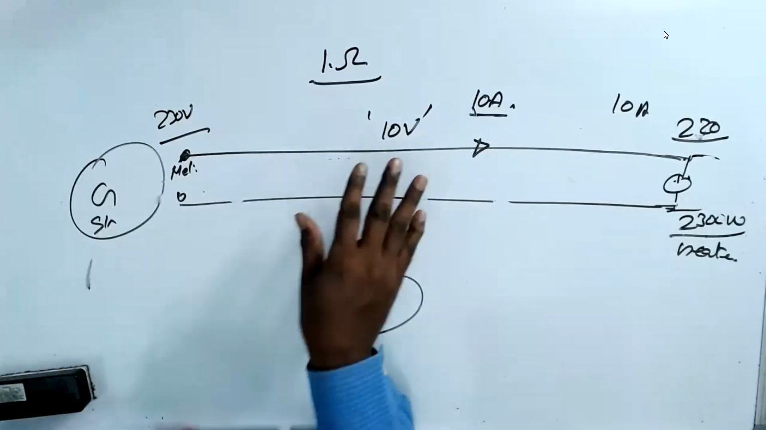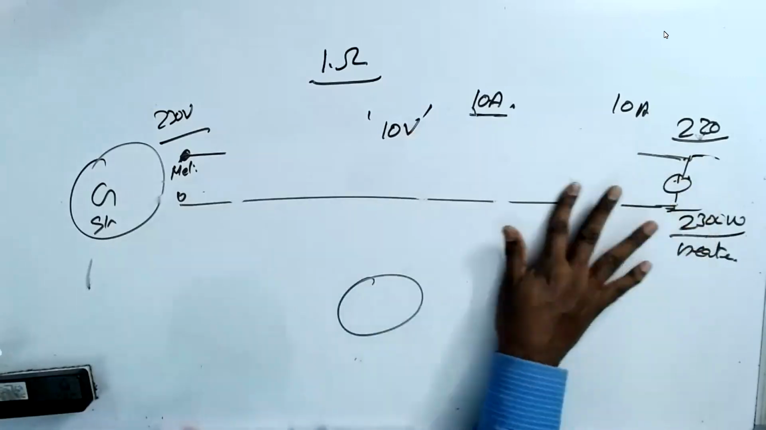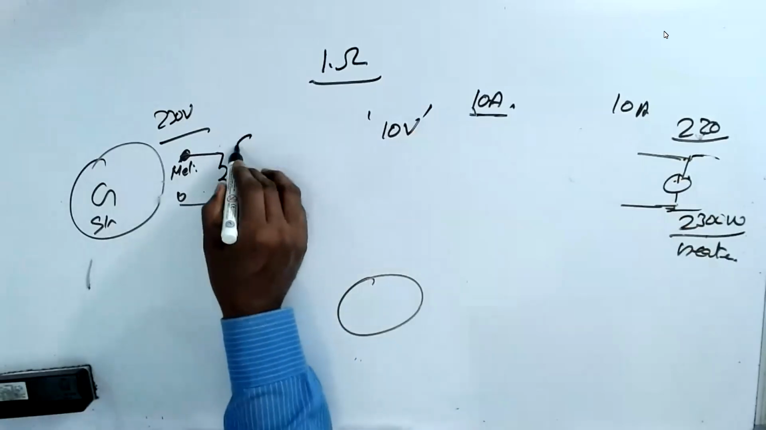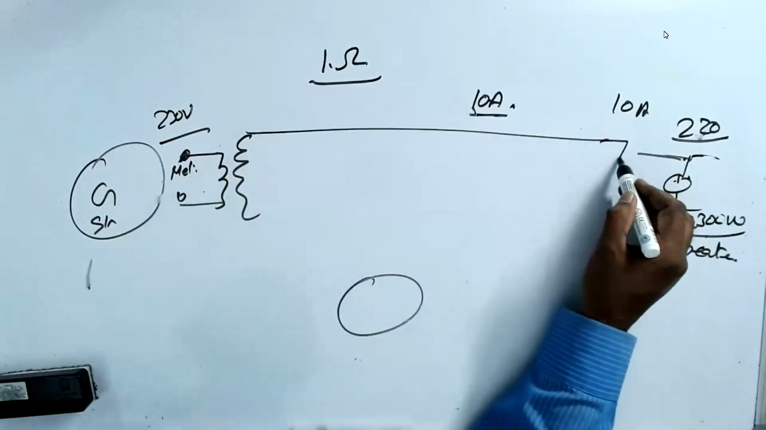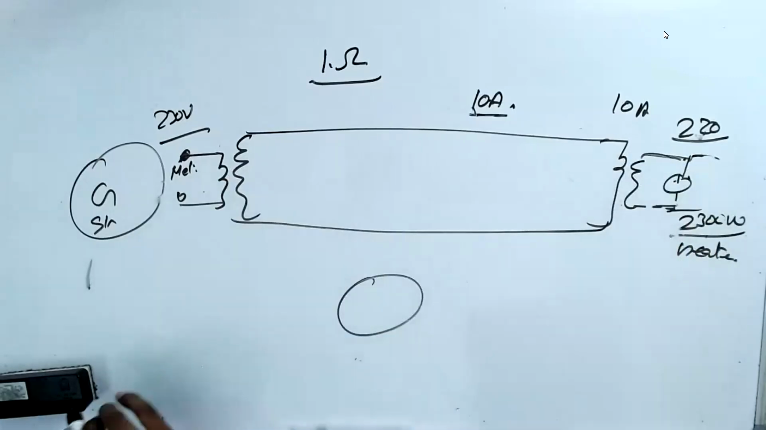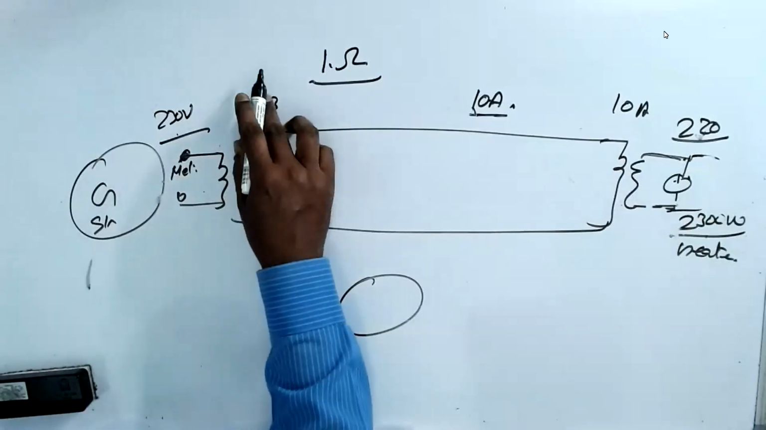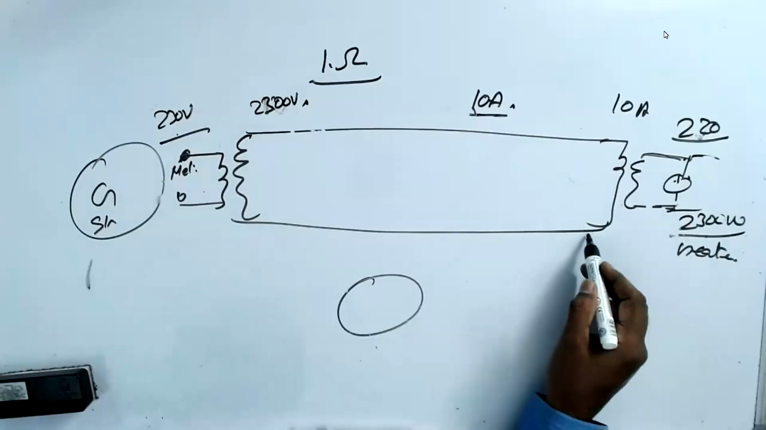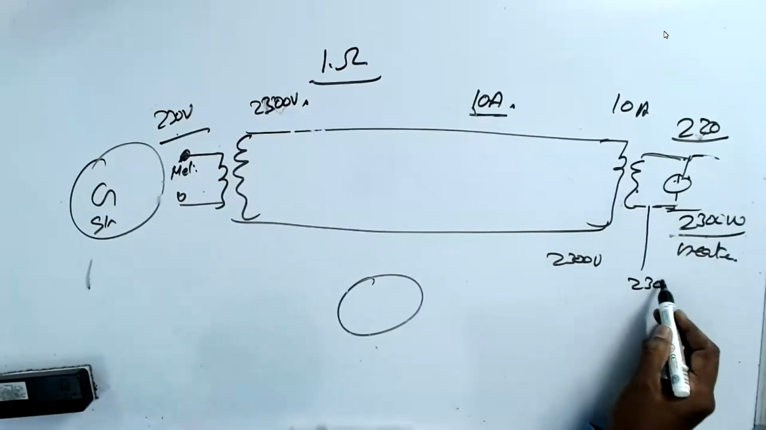Now do the same thing. What I do here is I use a transformer. I convert 230 volts to 2300 volts. And here also I'm getting 2300 volts. And once again, it becomes 230 volts.